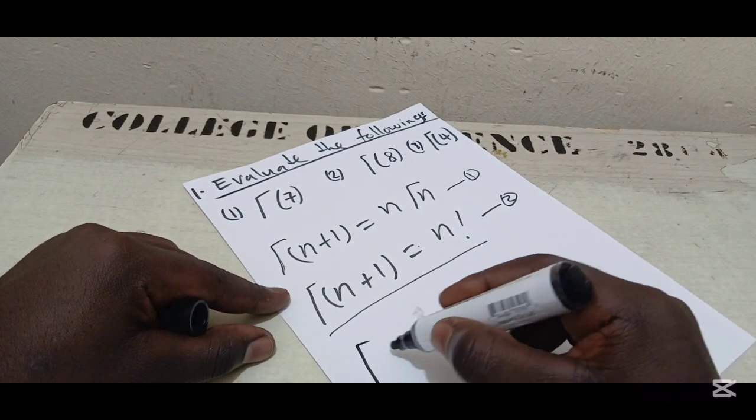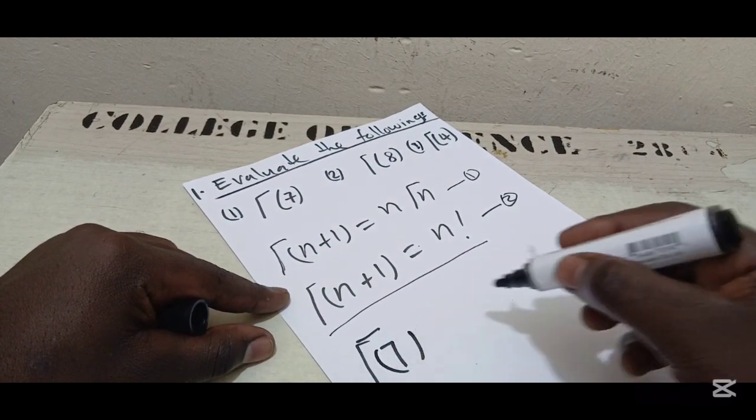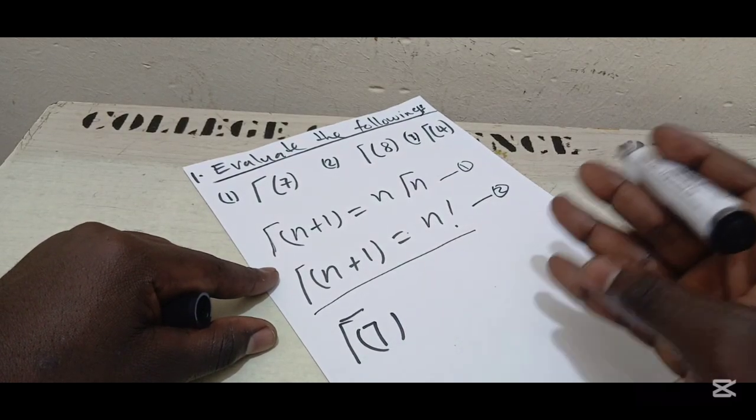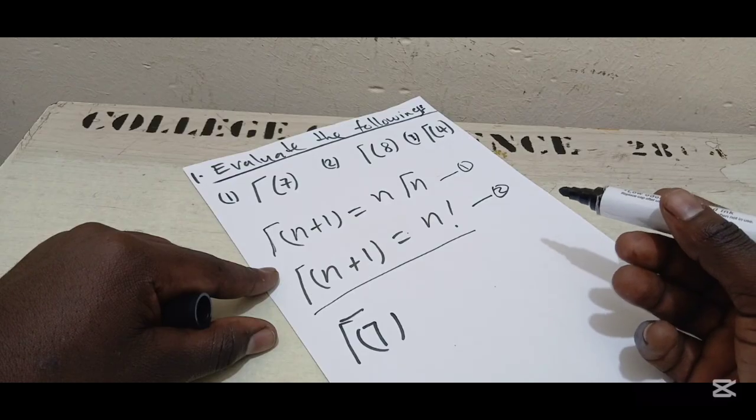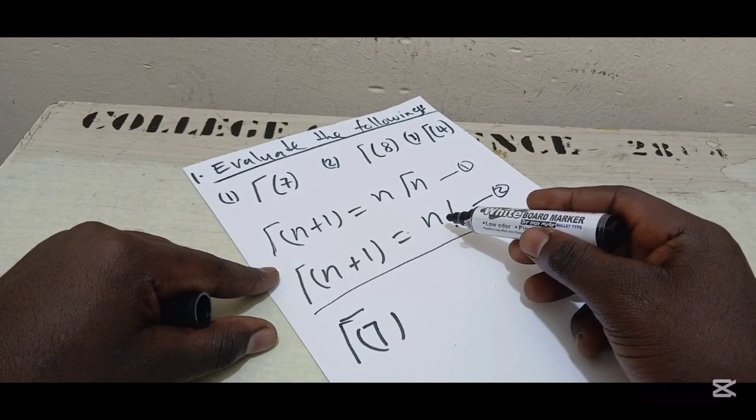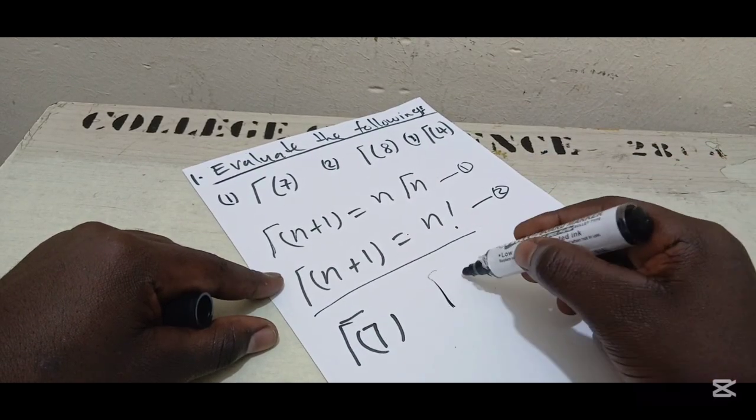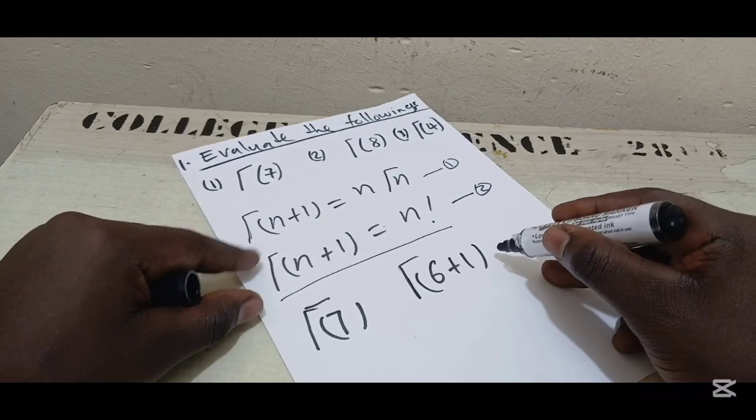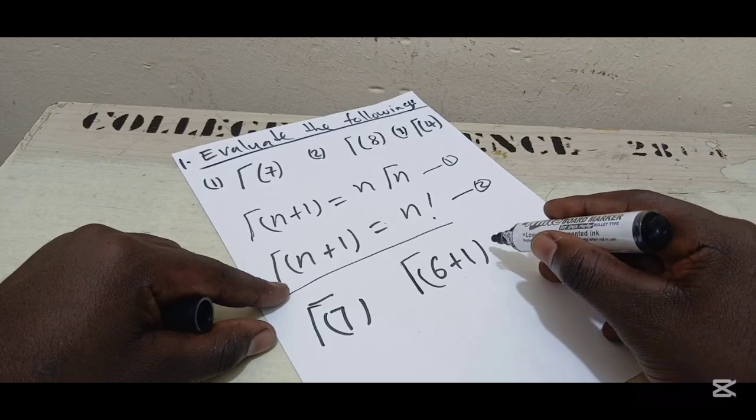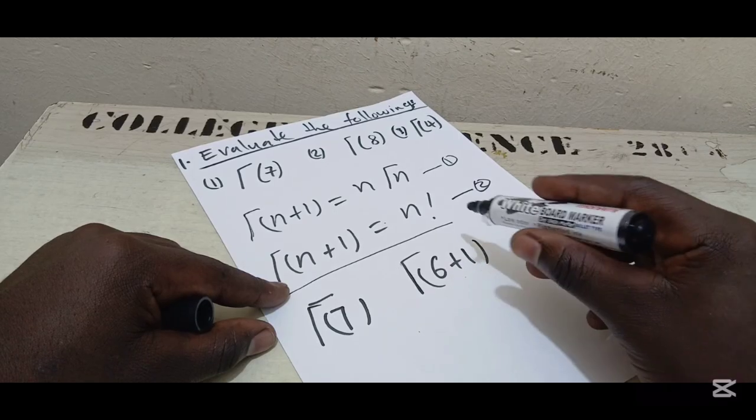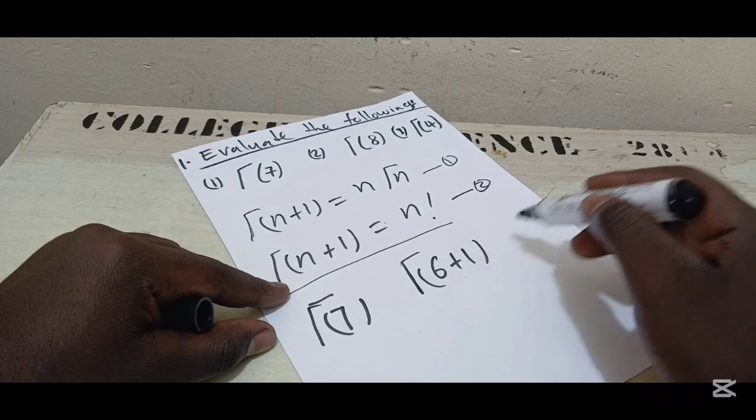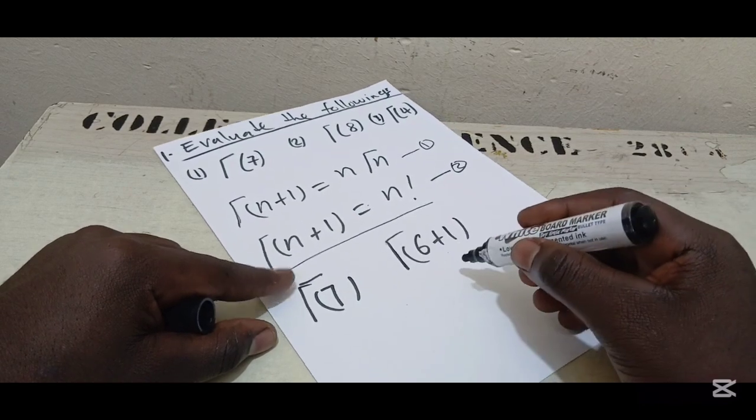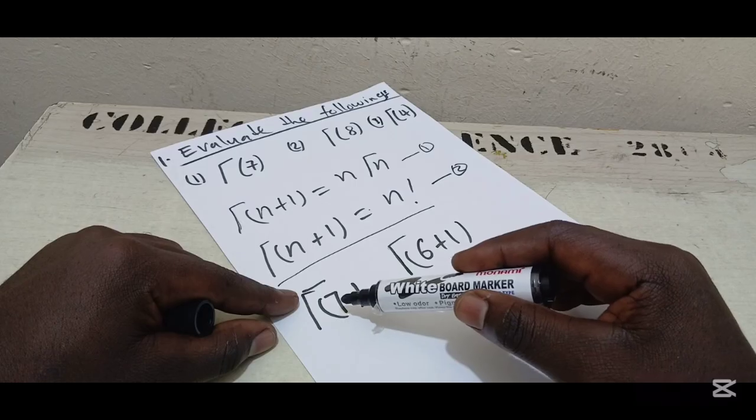So gamma of 7, we are looking at a way of breaking this number so that it will be 1 plus something, which will give us 7, so that we can use this formula. You can see that 6 plus 1 is the same as 7. So gamma of 6 plus 1, if we break it this way, we can use this formula and evaluate it. But why not 7 plus 1? You can see 7 plus 1 is going to give us 8, which is more than this, and we are not supposed to do that.